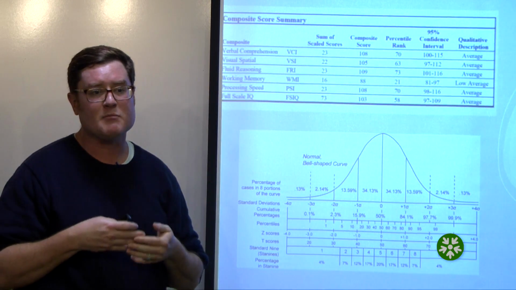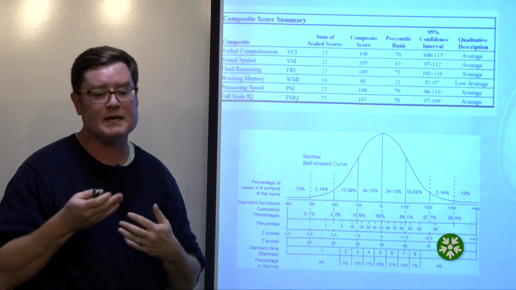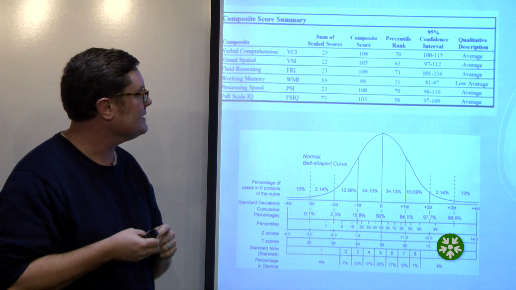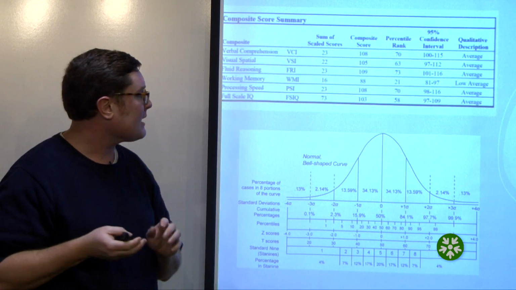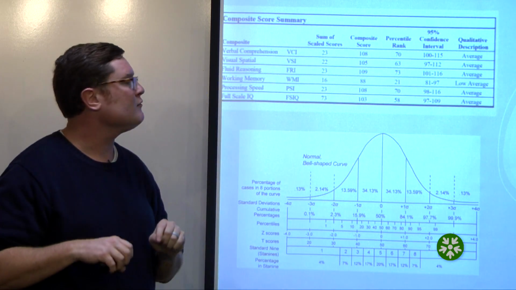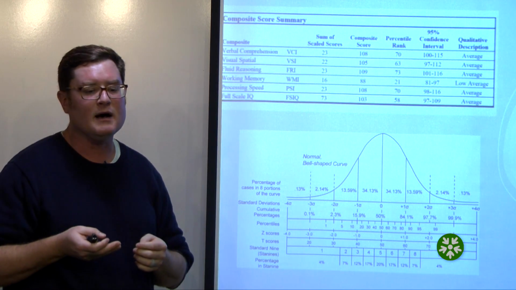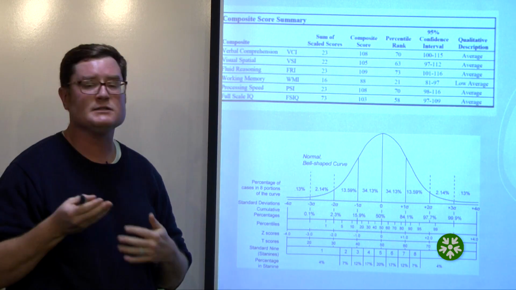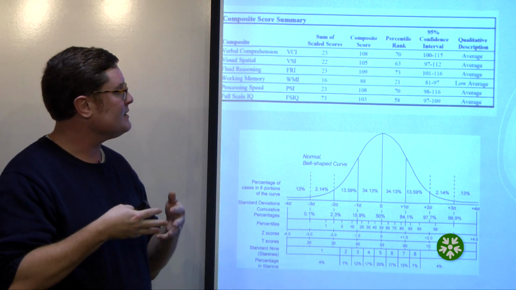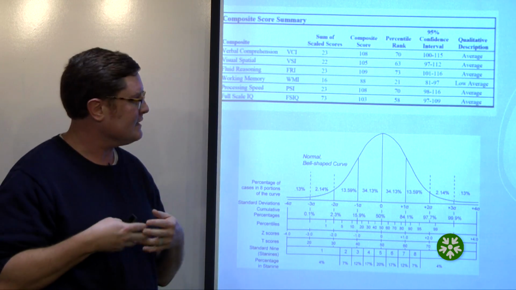So that means that they performed better than 70% of other 7-year-olds on a national sample. So a lot of times that's how I'll word what that column means. The confidence interval is just saying that, if we were to re-administer this component to the child again with 95% confidence, we would believe that that score should fall within that range.